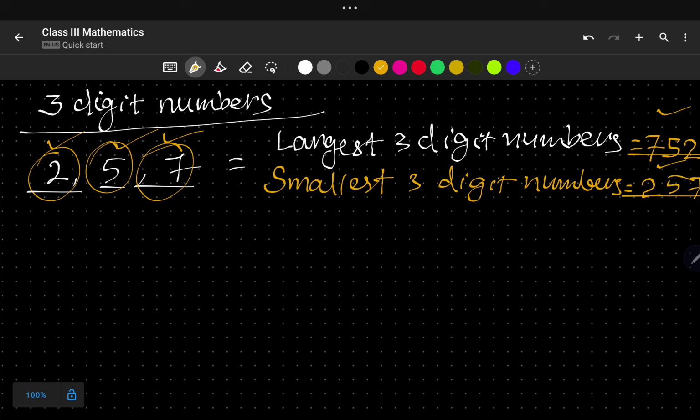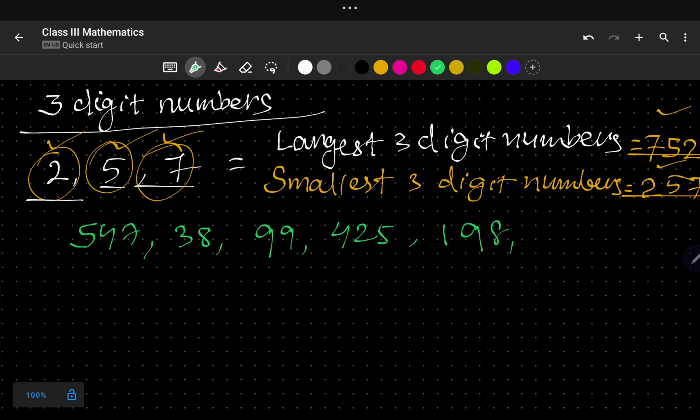At the same time, if some questions are there, suppose we are given different numbers and we have to put all the numbers in different orders. There are two orders. First of all, let me write a few numbers. Suppose we have numbers 547, 38, 99, 425, 198 and 200. And we have to put these in two orders.